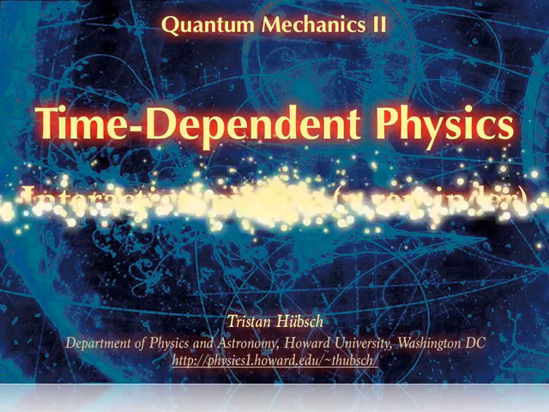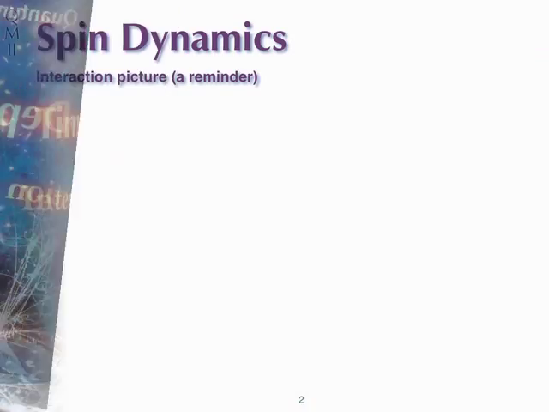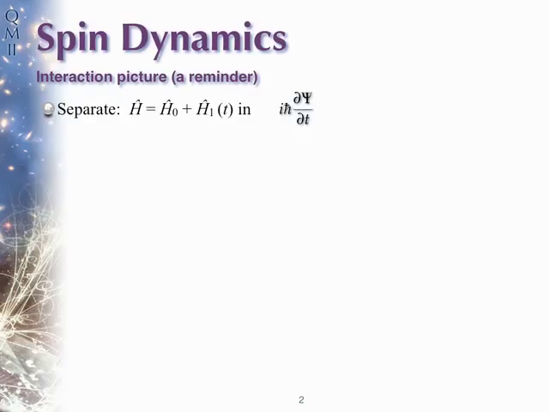Hello. We'll be talking about some time-dependent physics today, but we first need to remind ourselves of what is called the interaction picture. So, as usual, we'll start off with the Schrodinger equation in which we have a Hamiltonian, and we'll split the Hamiltonian into two parts, H0 and H1. H0 will typically be a Hamiltonian for which we know everything we want to know about the solutions.